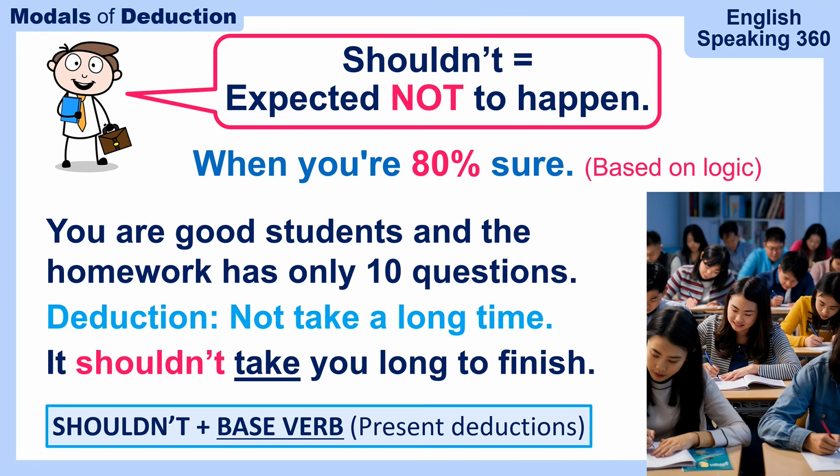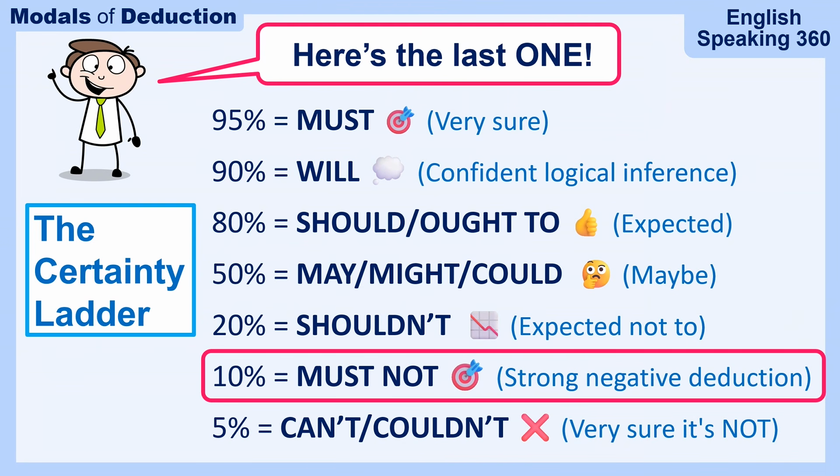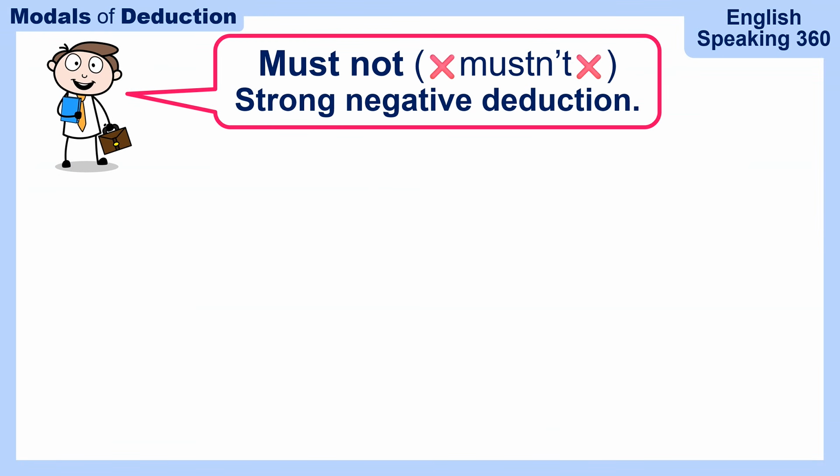In this case, I'm 80% sure that it will not take you a long time. I'm only 20% sure that it will take you a long time. That's what shouldn't means. Here's the last one, 10% must not. Strong negative deduction. Now be careful with this one. Must not is not the same as mustn't. For deductions, we do not use mustn't.